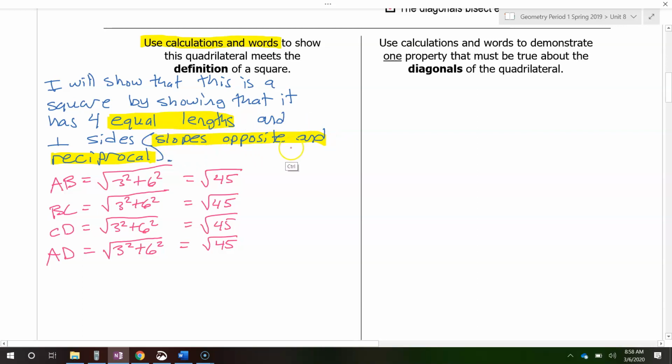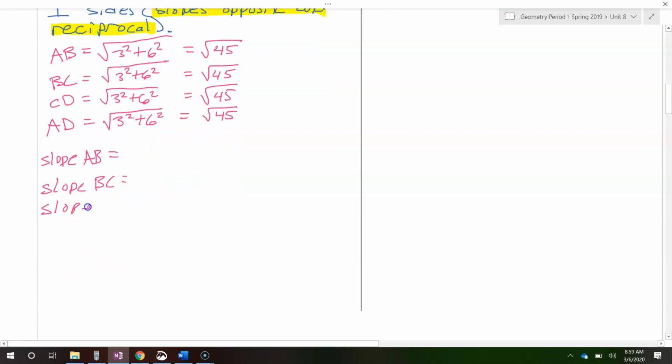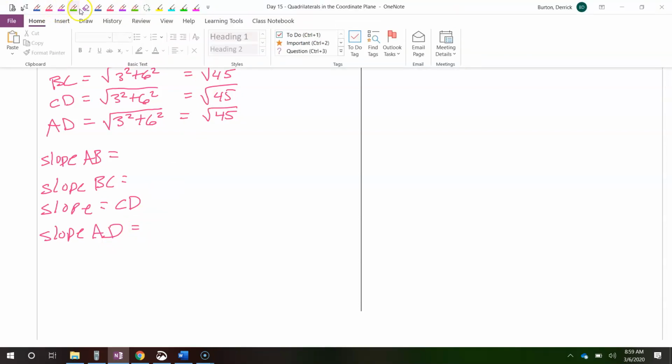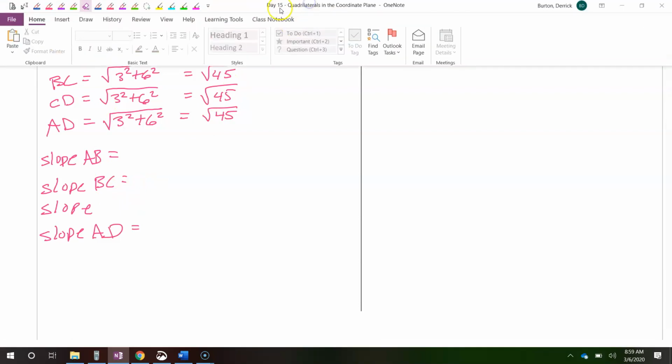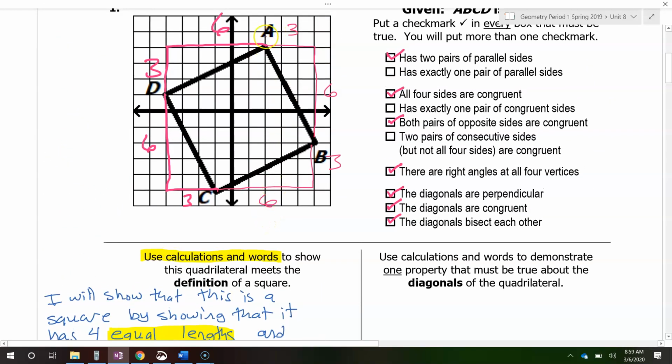Now we have to do the slopes, because that's how we're going to show perpendicular, that's how we're going to show right angles. Okay, so now it's time for slopes. Let's just find the slope of everything. So I'm going to find slope AB, slope BC, slope CD and slope AD. Okay, and I can use the triangles that I drew before to help me.